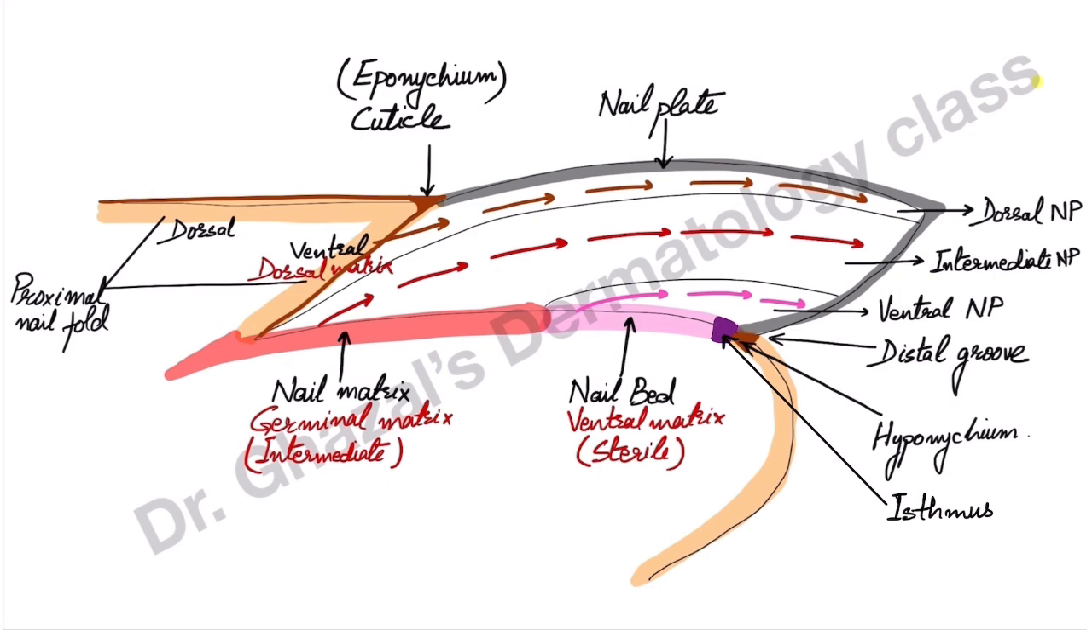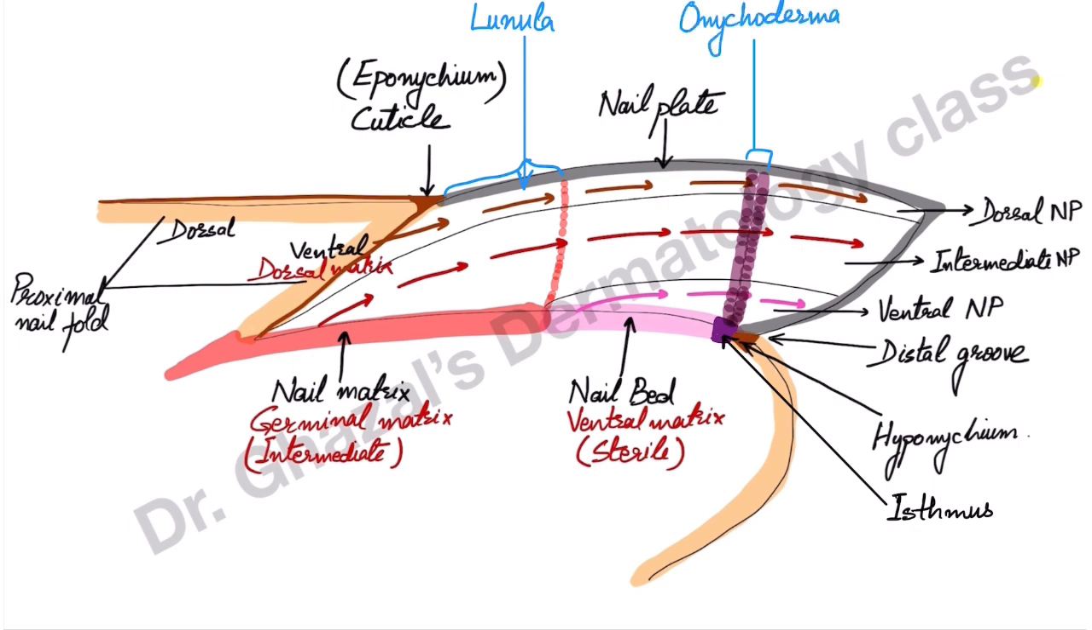Now, due to the transparency of the nail plate, a part of the nail matrix can be visualized, can be seen from above. That part is known as lunula. The isthmus, where it attaches to the undersurface of the nail plate, is seen as the onychodermal band. It appears as a reddish band of about 0.5 to 1 mm thick. That is onychodermal band.